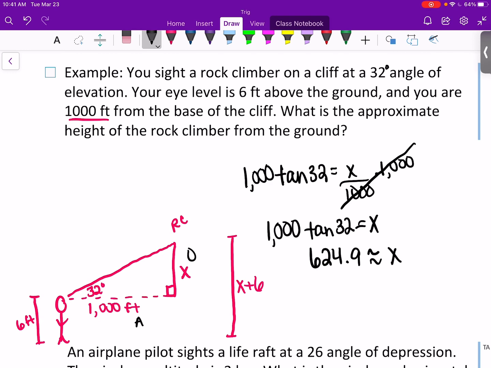But that is not the height of our rock climber. That is the height from my eye level. My eye level is 6 foot tall, so I need to add 6 to get 630.9 feet.